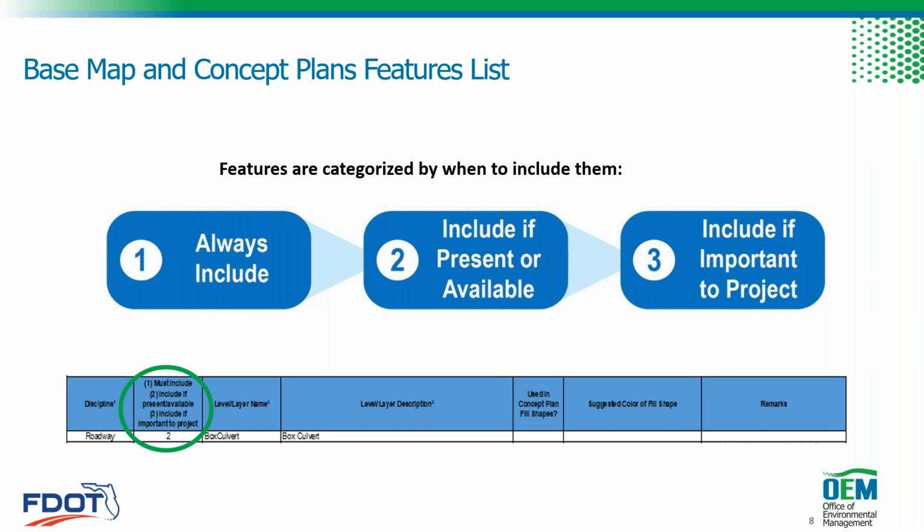Every level or layer that was pulled from the FDOT CAD manual was then categorized with either a 1, 2, or 3. A 1 means that that feature or layer should always be included. Number 2 represents features that should be included if they're available. And number 3 represents features that should be included if they're important to the project. We understand that every project is different.